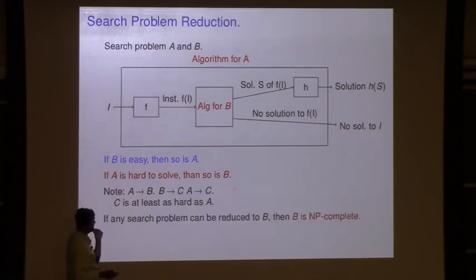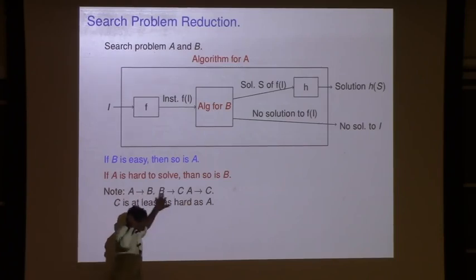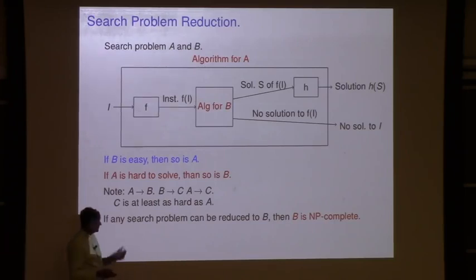Any search problem, even me, when I look at this, I'm like, is that the right direction? B is harder than A, C is harder than B, so C, yeah, right? Okay, so if any search problem can be reduced to B, then B is NP complete. So that's what NP completeness means.